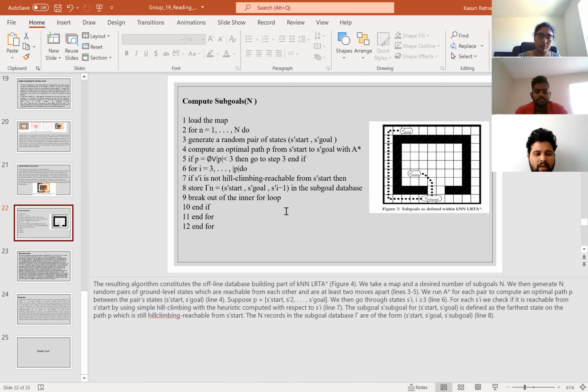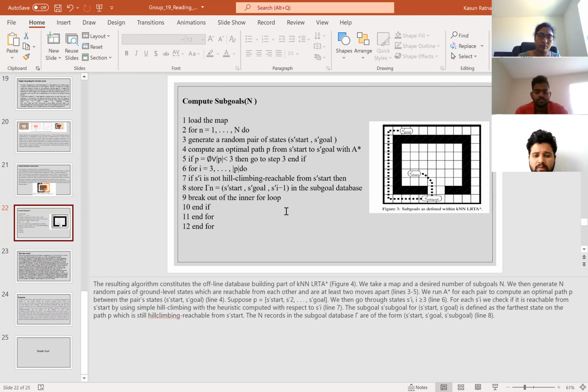The resulting algorithm constitutes the offline database building of KNN star. We take a map and a desired number of goals n. We then generate random pairs of ground level states which are reachable from each other, or at least movable parts. We run A star for each pair to compute an optimal path P between the pair states.